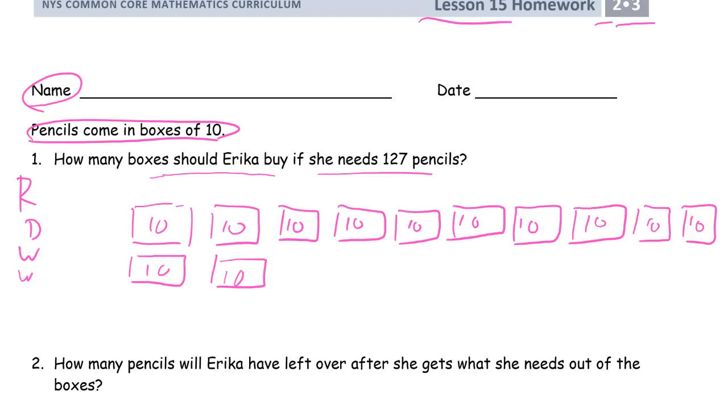She needs 127. So she doesn't have what she needs yet. She's going to have to buy another box of pencils. She'll have three extras, but she needs to buy. You might look at the digits and say, oh, it's 12. But she needs another box. She still needs these seven pencils. So she's going to have to buy a whole other box. She'll have three extras, but she has to buy 13 boxes.